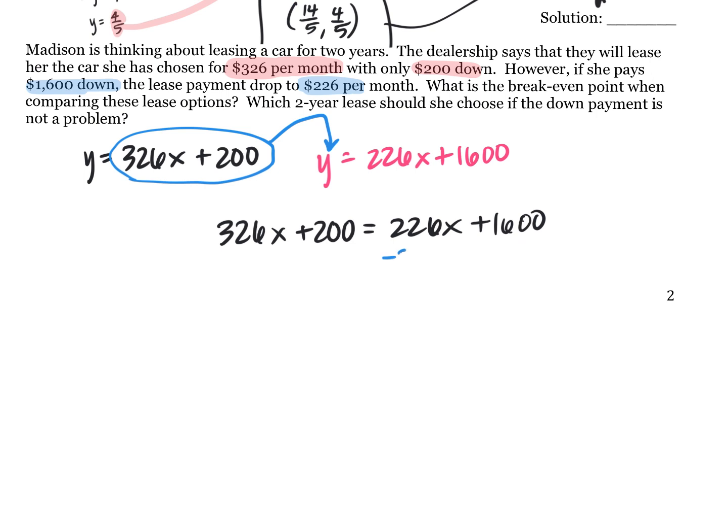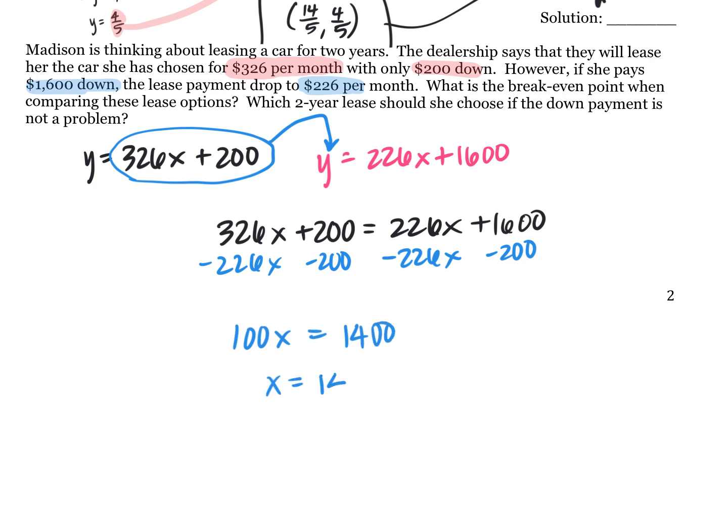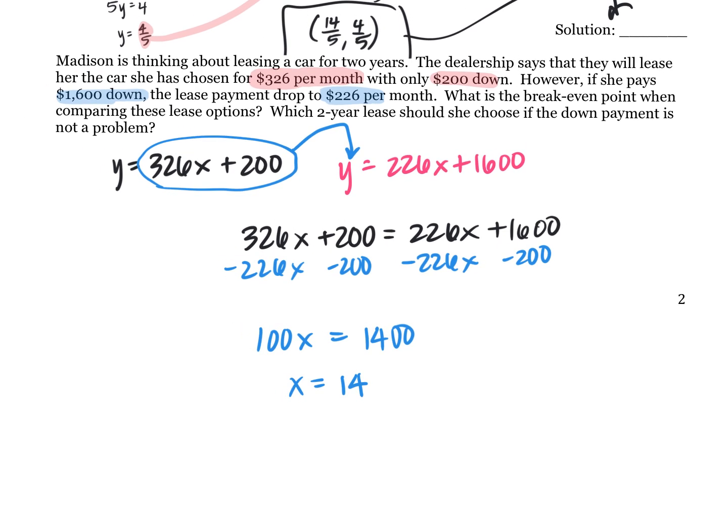So if we move some x's around, I've got 100x equals 1400. x equals 14. Now, what the heck does that even mean? Close. Don't forget our x's, we're talking 326 per month. So this is at 14 months. Can we figure out how much we'd pay?